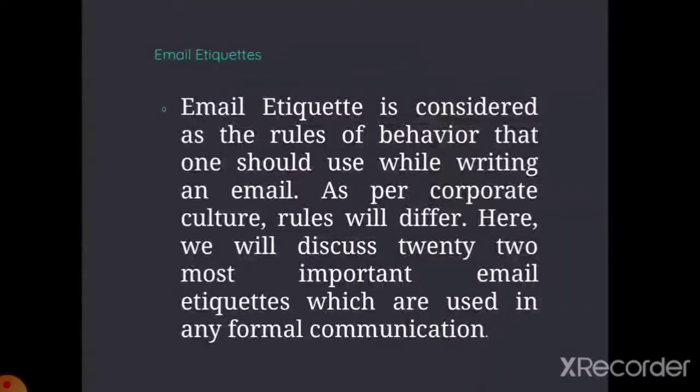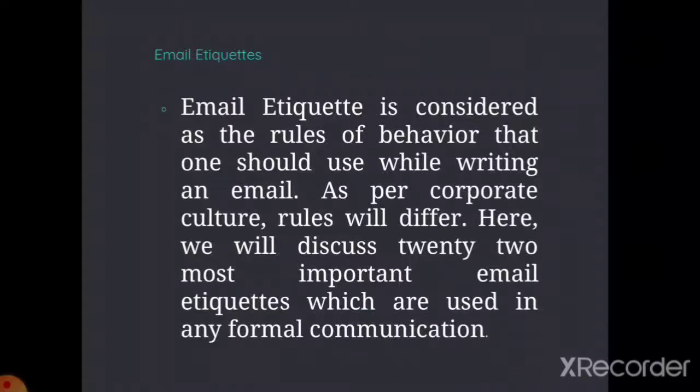When we are talking about formal things, formal matters, then there is etiquette. Okay, etiquette of writing, etiquette of appearance, etiquette of format, anything. So we see email etiquettes, and then we will discuss an example of email. So first, what do you mean by email etiquettes?